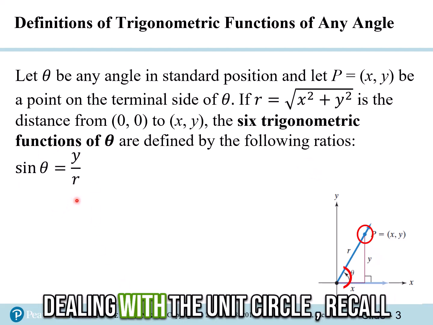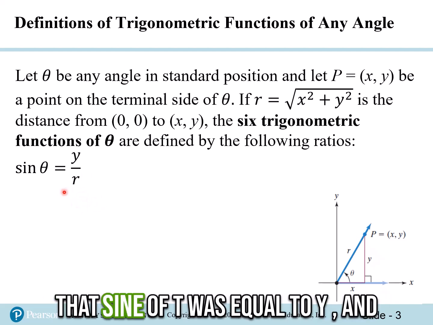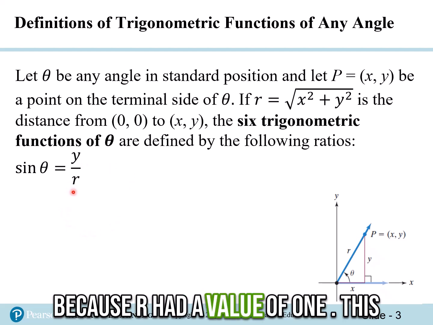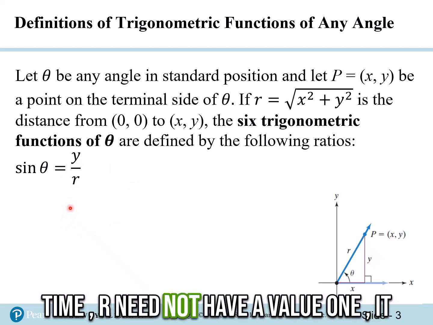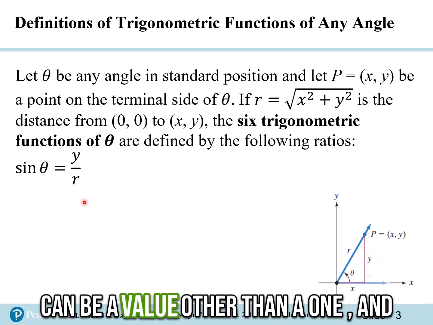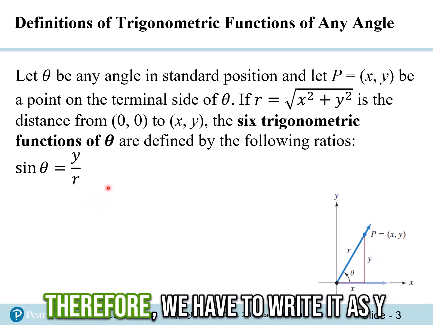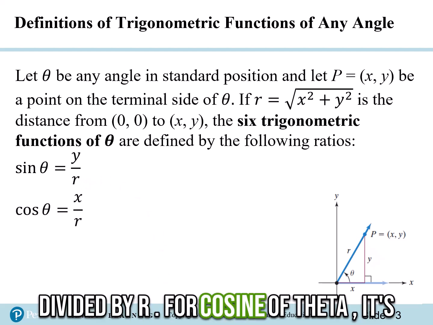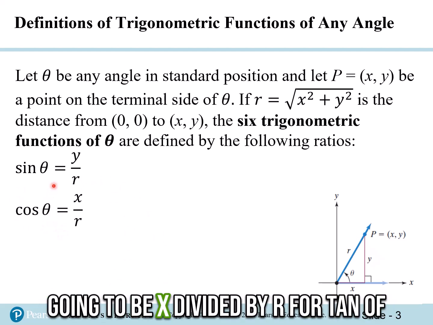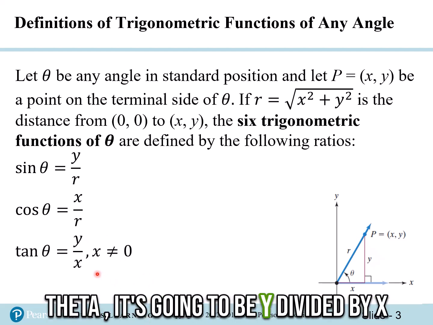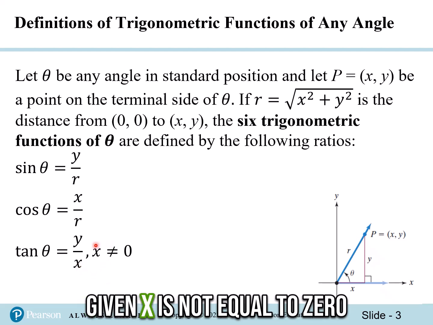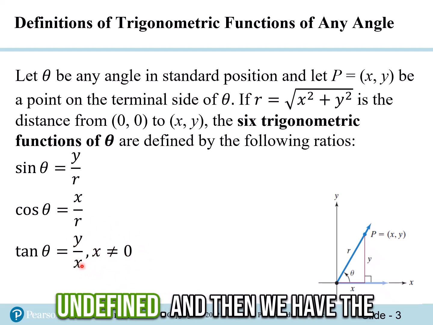So let's look at sine of theta. When we were dealing with the unit circle, recall that sine of t was equal to y, and that was because r had a value of 1. This time r need not have a value of 1. It can be a value other than 1, and therefore we have to write it as y divided by r. For cosine of theta, it's going to be x divided by r. For tan of theta, it's going to be y divided by x, given x is not equal to 0, otherwise the ratio will become undefined.